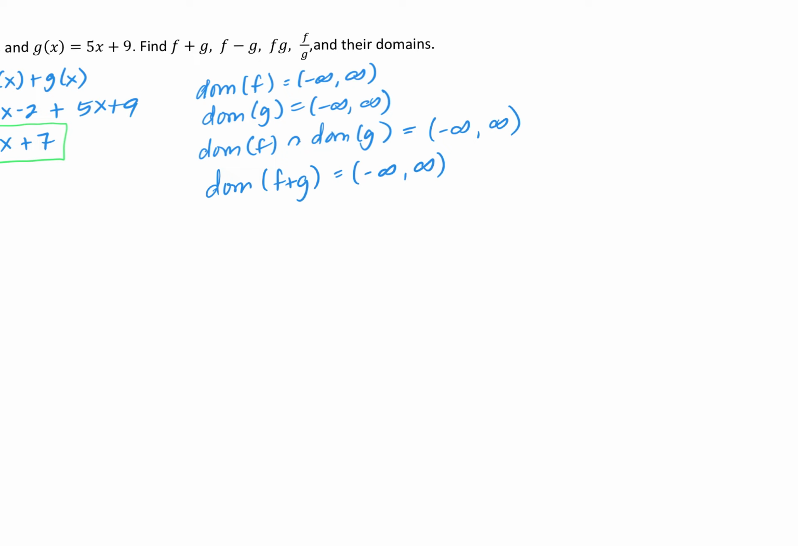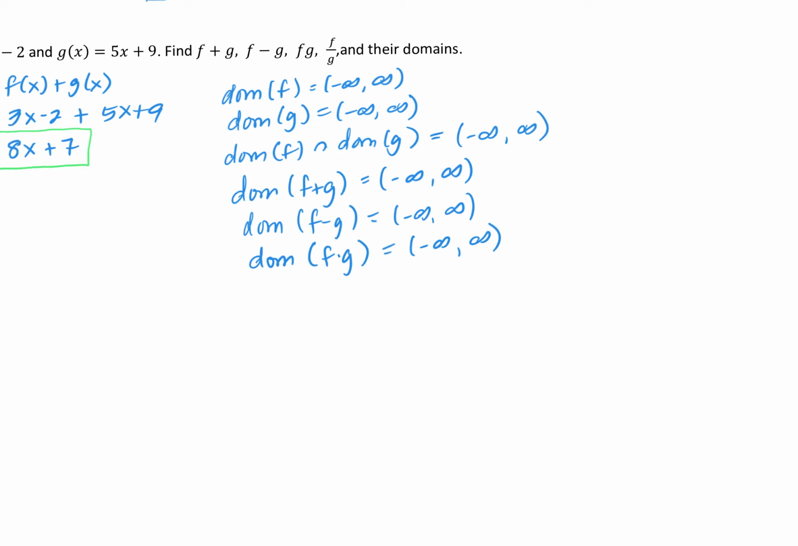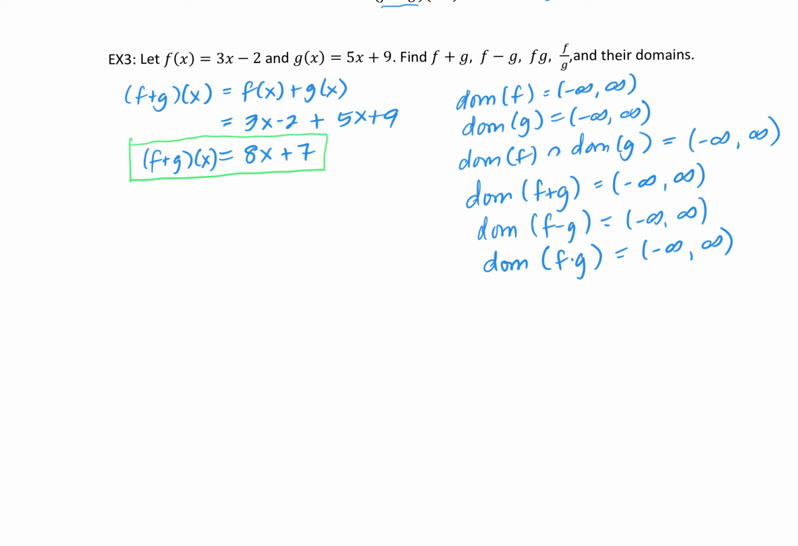Now, if we find f minus g, it's the same domain. It's the intersection of the domain of f with the domain of g, and also f times g. So before I even figure out what those functions are, I already know what their domains are. The domain of f minus g is also negative to positive infinity. And the domain of f times g is also negative to positive infinity. We do have to be careful with the division because we have to take away values that make the denominator 0, if there are any. Well, let's go ahead and figure out what f minus g is.